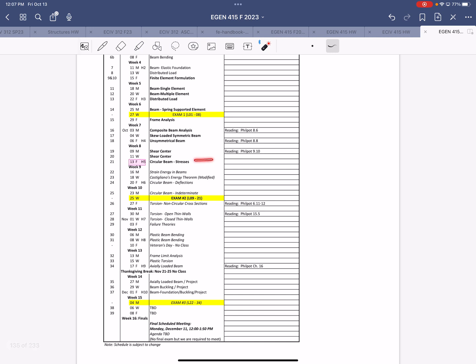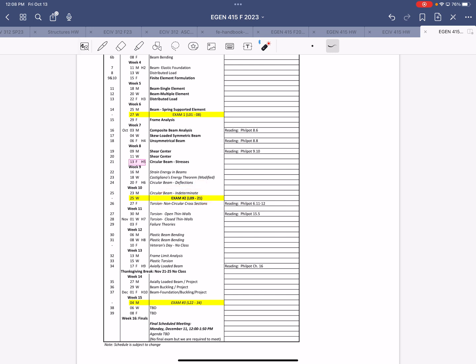So after today, we'll talk about strain energy in beams, Castigliano's energy method. Then we'll come back to circular beams using Castigliano's modified energy method to calculate deflections for determinate and indeterminate beams.